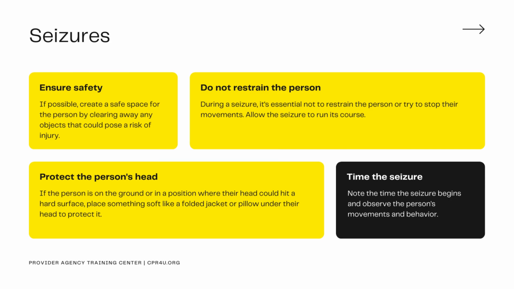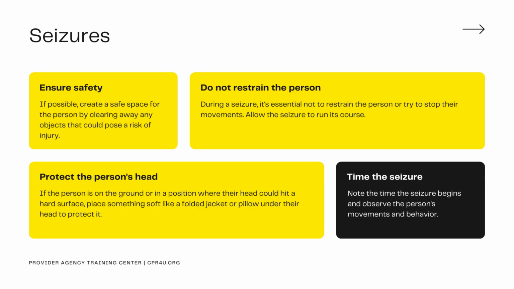Ensure safety. If possible, create a safe space for the person by clearing away any objects that could pose a risk of injury. Cushion their head or remove nearby hazards. Next, do not restrain the person. During a seizure, it's essential not to restrain the person or try to stop their movements. Allow the seizure to run its course.